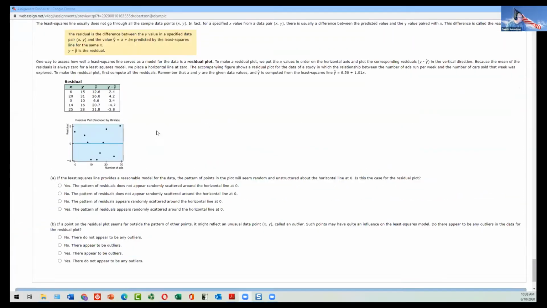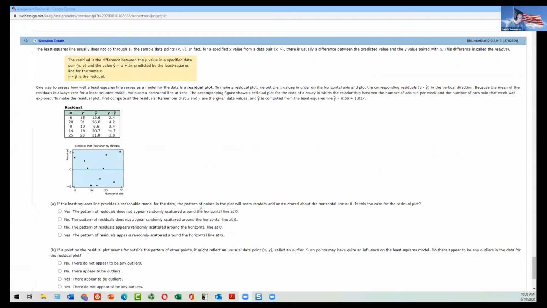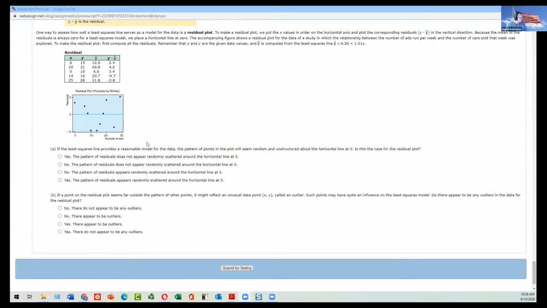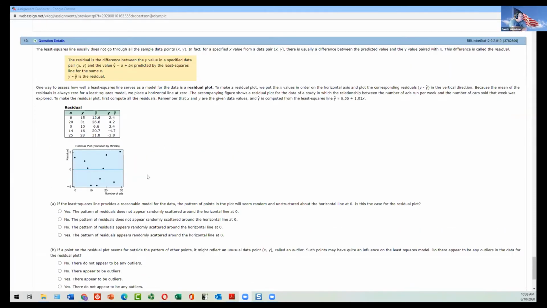They just got the same thing done. You didn't need to do any of this. So basically your job is just to pick these two things, right? When you look at this residual plot, which is this here, do you see random or do you see a curve?